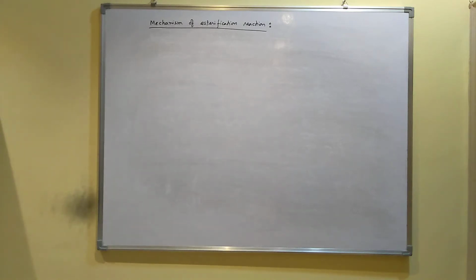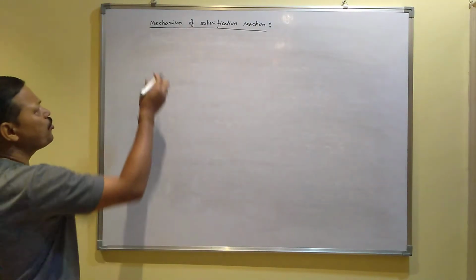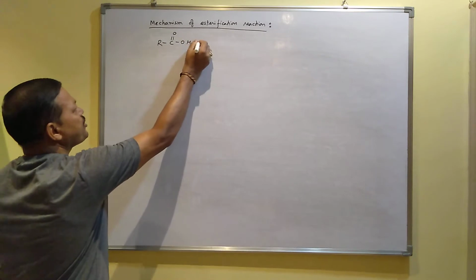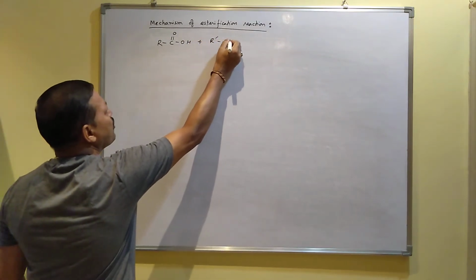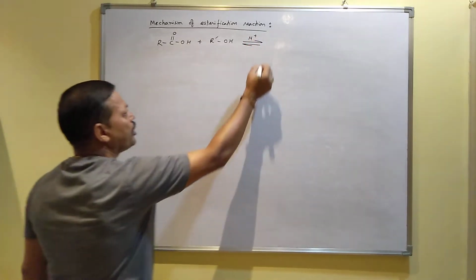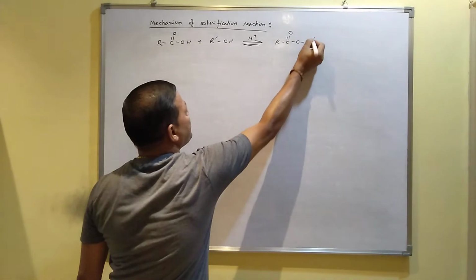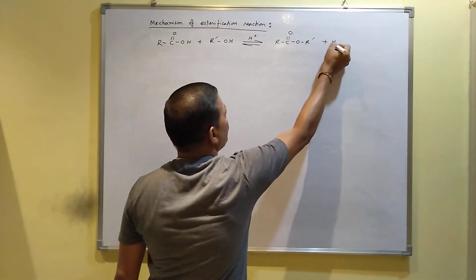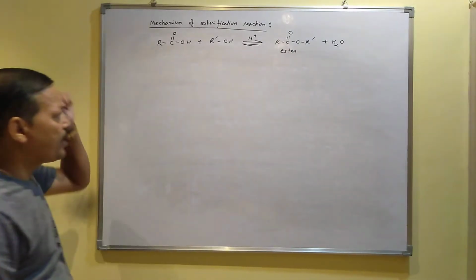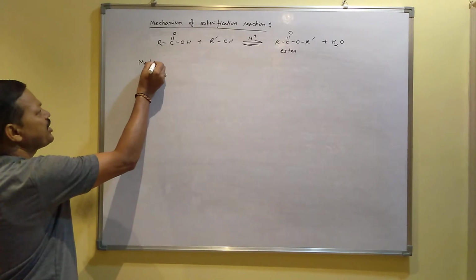Okay, now the mechanism of esterification reaction. As you have got, the reaction is like this. When carboxylic acid reacts with alcohol, then in presence of acid, it produces the ester RCOOR' and it releases water molecule. So this is your ester, and that's why the reaction is called esterification reaction. Now I'll show you the mechanism, how the reaction takes place.